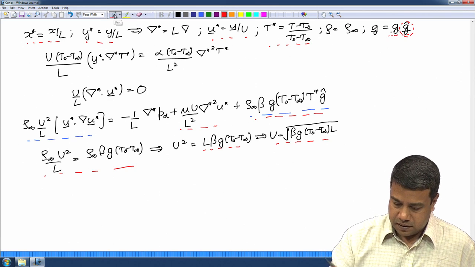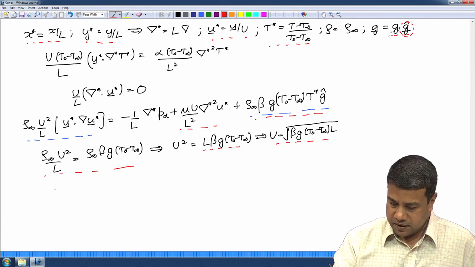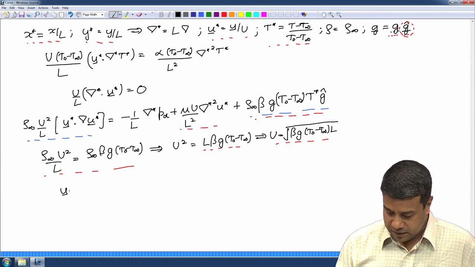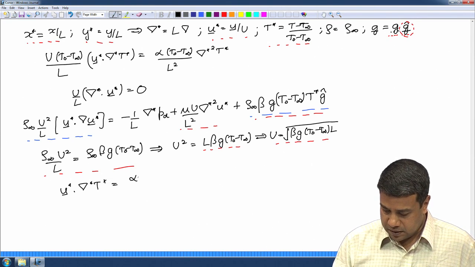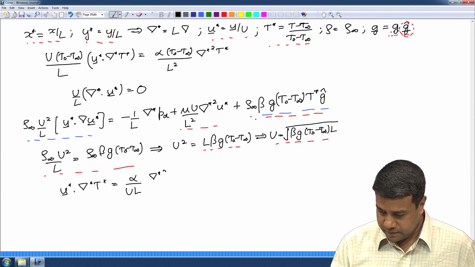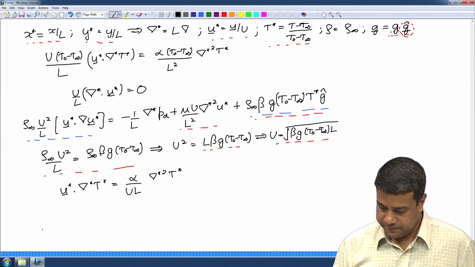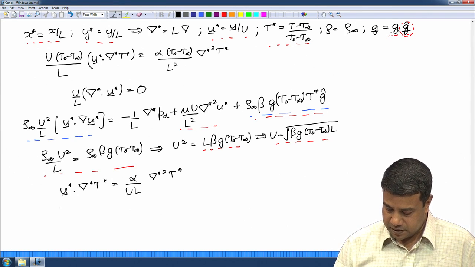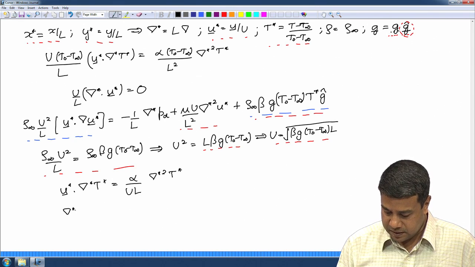So, now the equation for the temperature field becomes of the form u star dot grad T star is equal to alpha by u L into the Laplacian of T star. And the mass conservation equation just becomes the divergence of velocity is equal to 0.